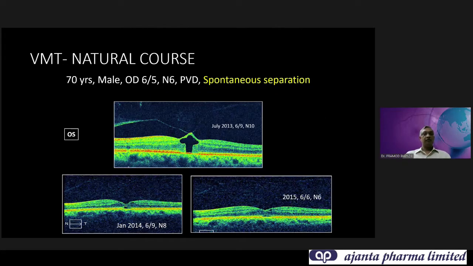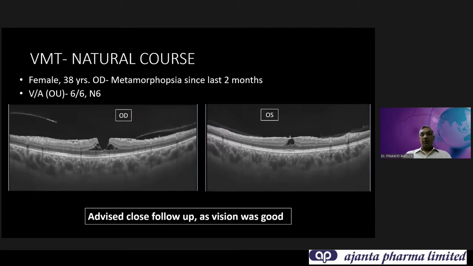This is another patient, a 70-year-old male. Vision was 6/5 and N6, and you can see a focal traction in July 2013. Because vision was good, we decided to observe this eye with a close follow-up, and over the next 2 years the posterior hyaloid again separated on its own, and vision is back to 6/5 and N6. Like the previous two cases, the foveal contour has been restored.